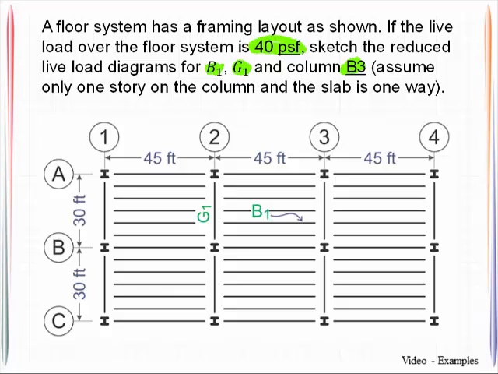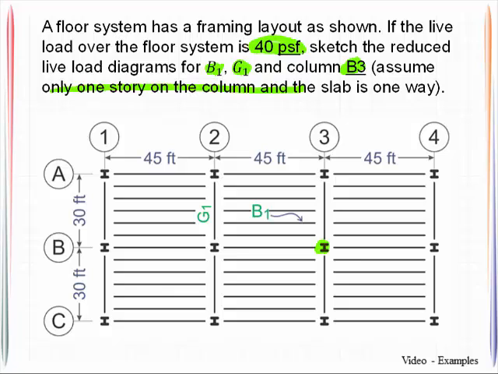We are also being asked to include column B3, which is this one right here. Now, one of the things that we have to know when computing live load reductions is how many floors the structural element is supporting. What we find here is that even our columns are only supporting one floor system.